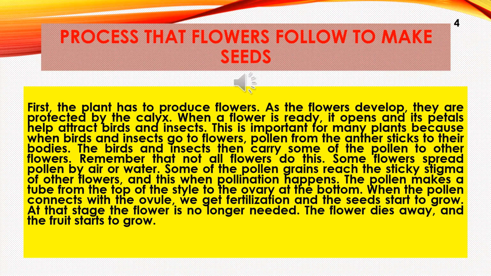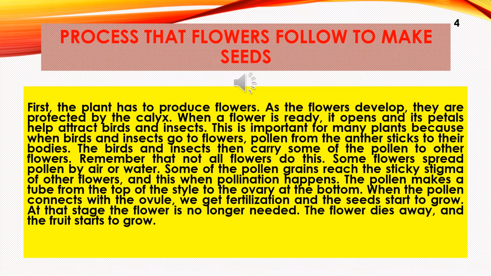Some of the pollen grains reach the sticky stigma of the flower, and this is when pollination happens. The pollen makes a tube from the style to the ovary at the bottom. When the pollen connects with the ovule, we get fertilization and seeds start to grow. At that stage, the flower is no longer needed. The flower dies away and the fruits start to grow.